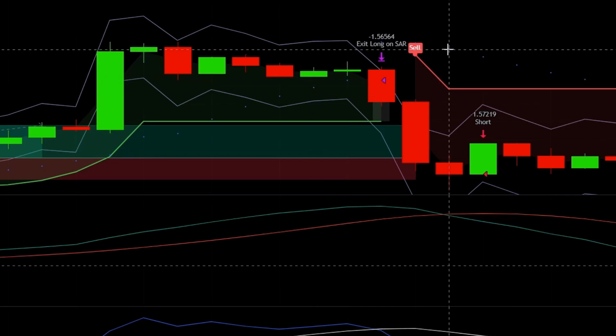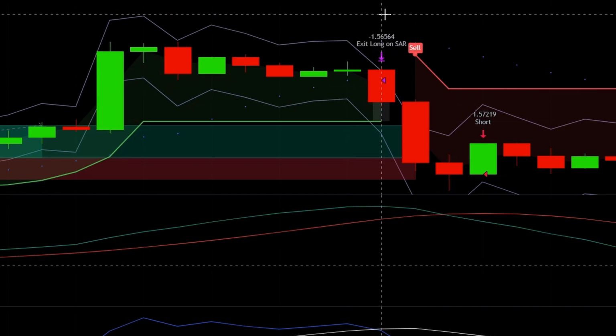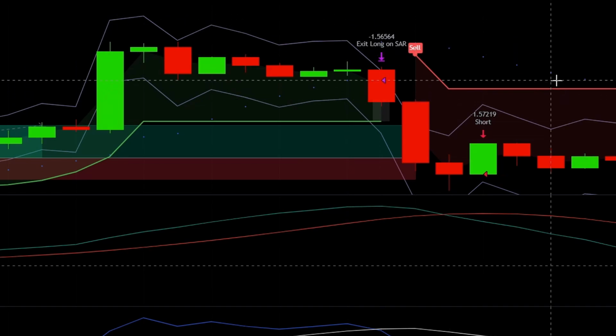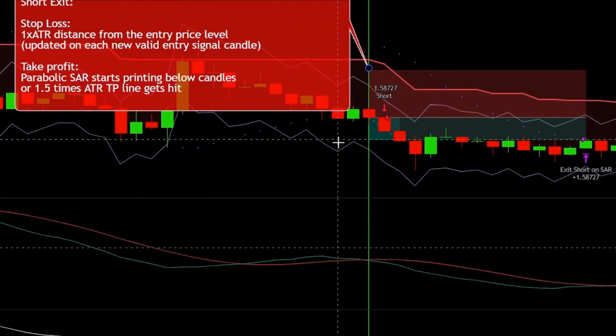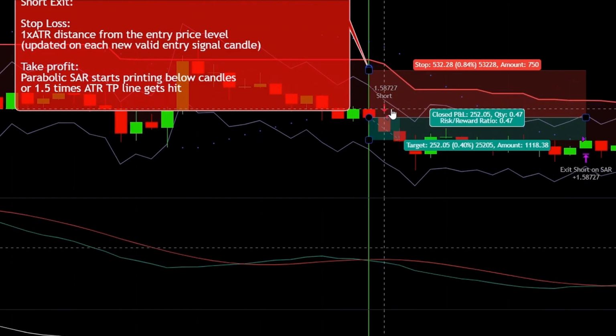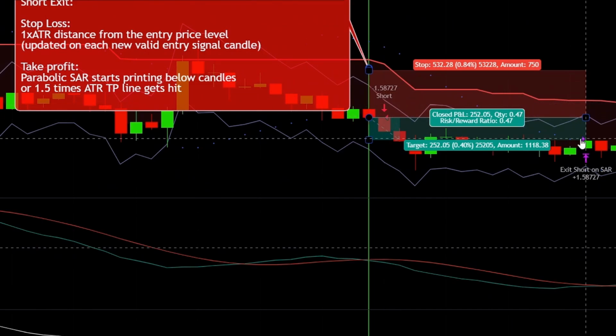But actually what I would like is to exit the positions if the parabolic SAR starts printing dots above the candle. So we still need to work on that a bit. Let's see the short position. Here was our valid short position, and it entered again into a short trade. So this script is almost finished. We still need to fix the take profit and the stop loss levels and modify the parabolic SAR exits too.